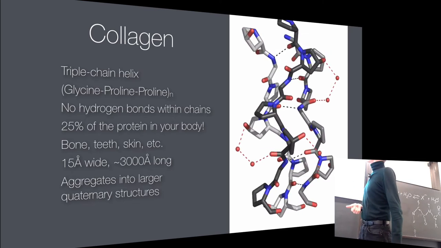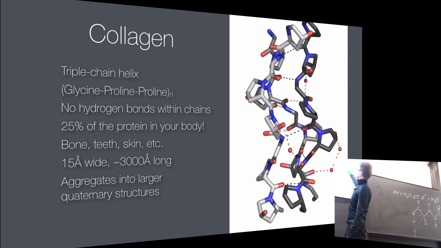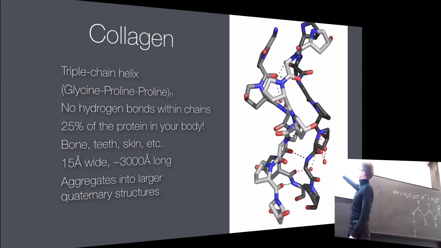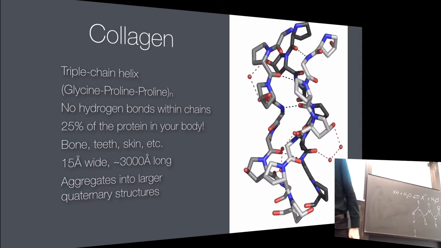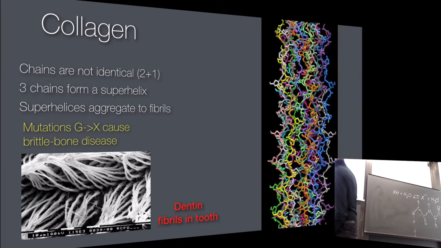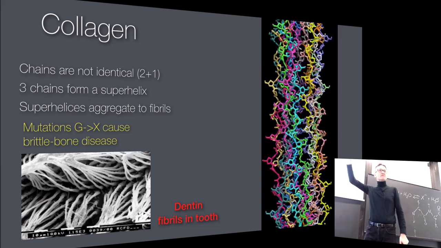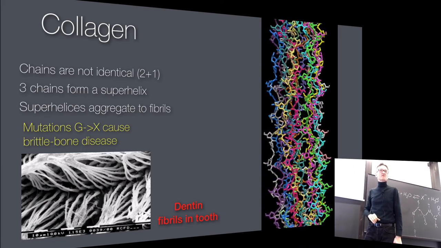This aggregates into gigantic quaternary structure. So here you have the amino acids in the chains. Three of them create the small collagen helix. And then you create a number of those chains into a gigantic superhelix here. So do you start to see this hierarchical thing? It comes back. Nature likes to repeat and reuse building blocks.